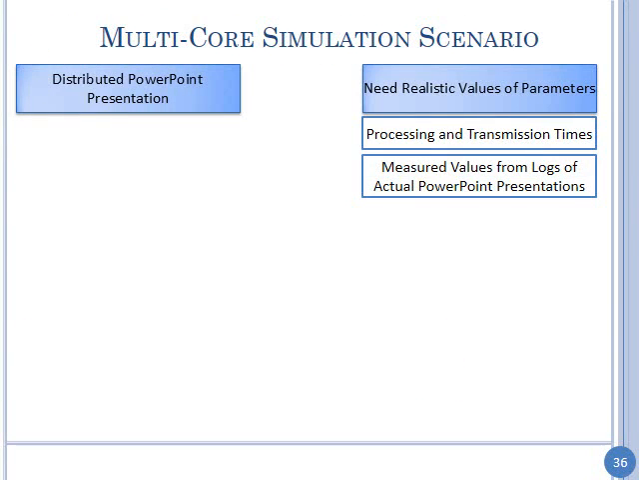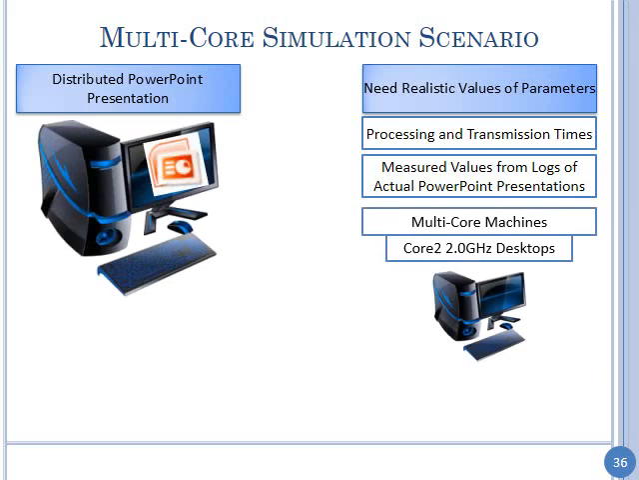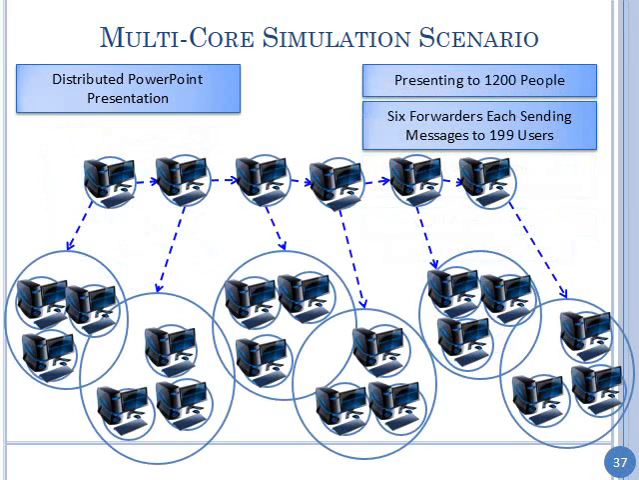Single core simulation results. Let's take a quick look at a multi-core simulation scenario. It's very similar to the one we just saw, except this time everybody's using multi-core machines. And instead of 1,200 users, and the 6 forwarders are transmitting to 199 users each instead of 99.